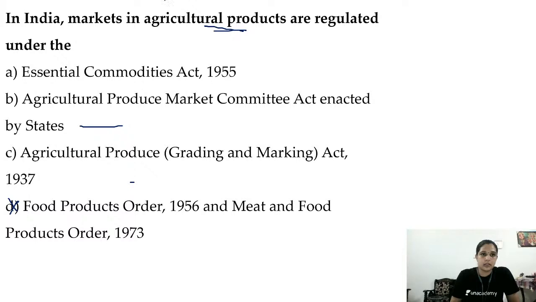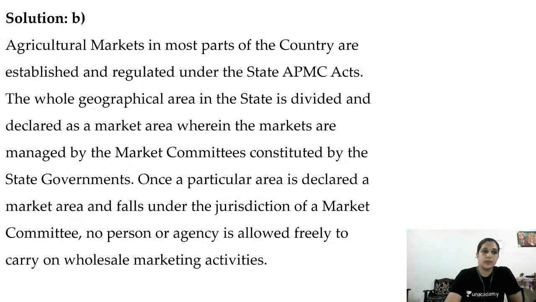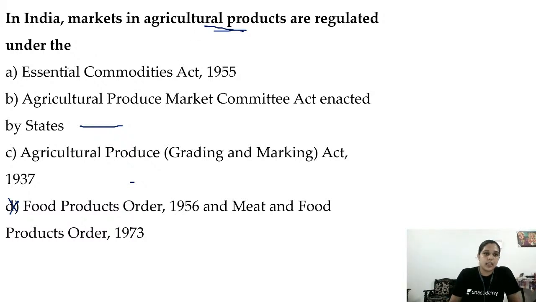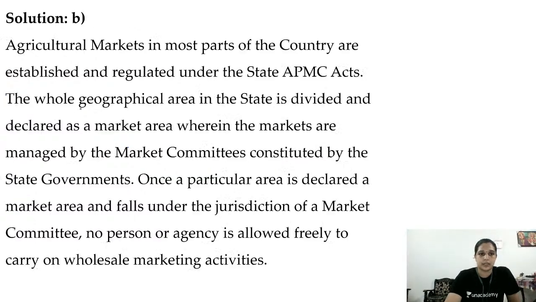Here they are talking about how markets in agricultural products in India are regulated. The Essential Commodities Act is different. Agricultural Produce Grading and Marketing is a different concept, related to quality. We are talking in general about markets, and agricultural products are regulated by the Agricultural Produce Market Committee Act enacted by states. So they only have the power in terms of regulating agricultural products.